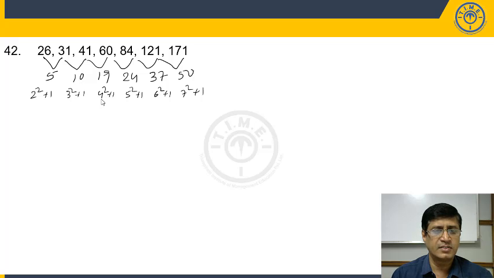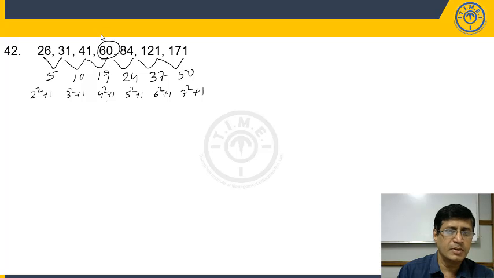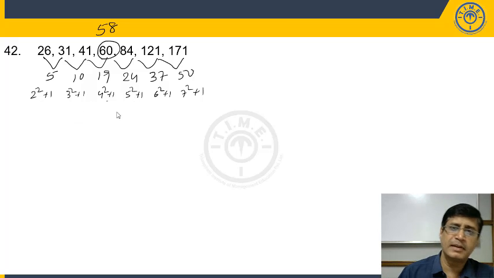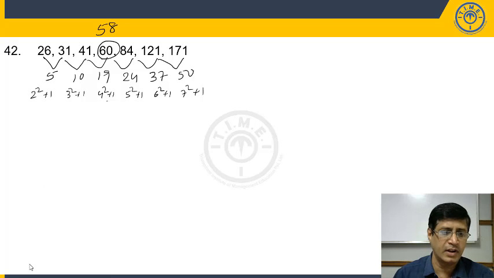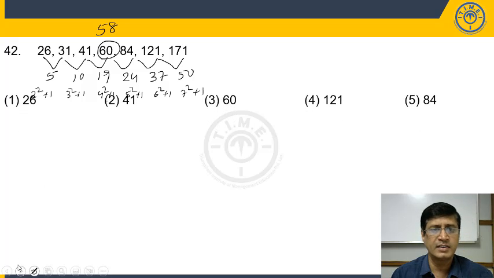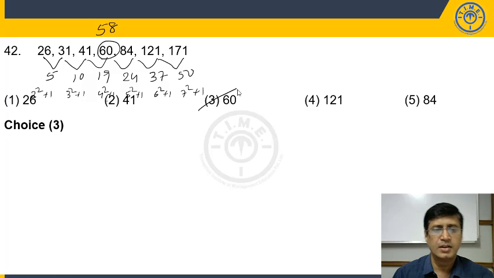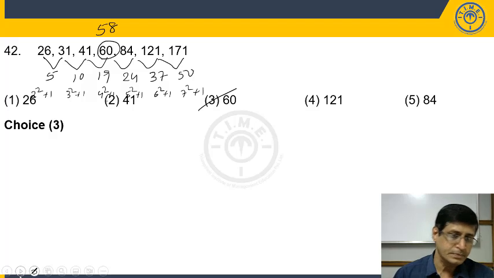So what is the value? 4 square, 16, plus 1 is 17. So 17 plus 41 means the value here must be 58. 58 and 84, now you will get 26 as a difference. So it is following a pattern of 2 square plus 1, 3 square plus 1, 4 square plus 1, 5 square plus 1 and so on. So what is the wrong number here? 60. Right choice is option number 3. Third choice is the answer.